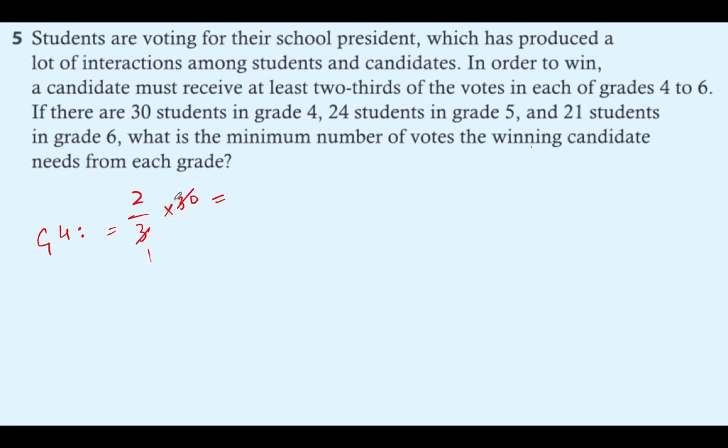If you simplify this, it becomes 20 from grade 4, and in grade 5 there are 24 students, so two-thirds of 24: 3 ones are 3, 3 eights are 24, that is 16. And 21 students in grade 6. So for grade 6, two-thirds of 21: 3 ones are 3, 3 sevens are 21, and 7 twos are 14. So this is the minimum number of votes that the winning candidate needs from each grade.